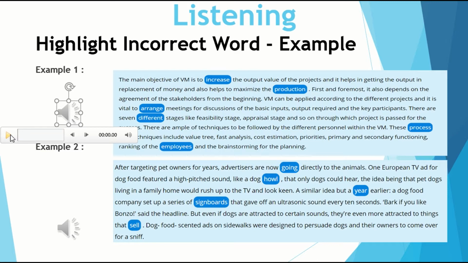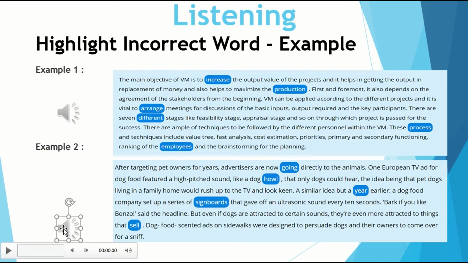Alright guys, now that you've seen example number 1, let's move to example number 2. Get ready. Place the cursor on the left, on the extreme left, or the first word of the text.